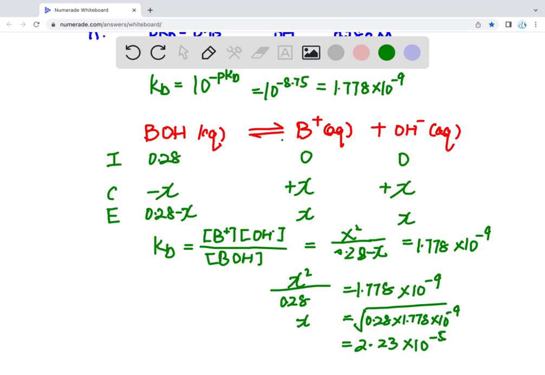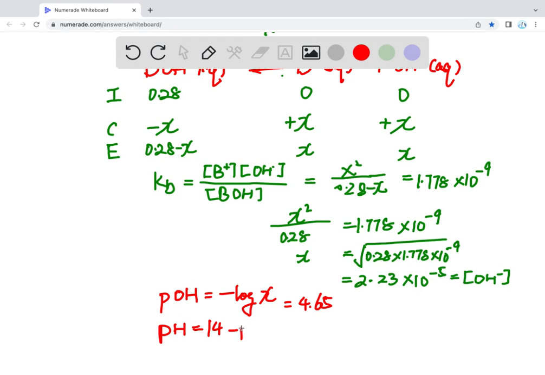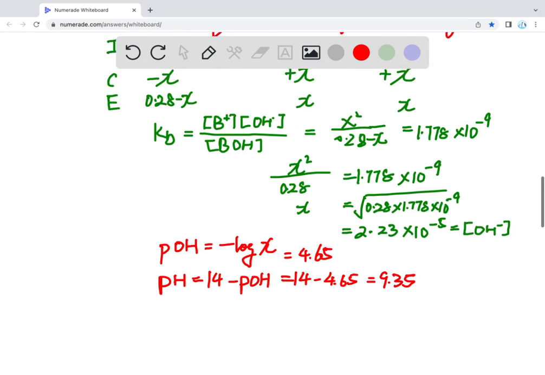So this X is actually the concentration of the OH minus. In this case, we can calculate the pOH. That equals minus log X. So that's actually equal to 4.65. So the pH will be 14 minus pOH. That's equal to 14 minus 4.65. That's about 9.35. So this is the first one.